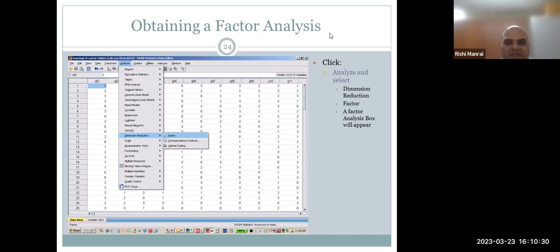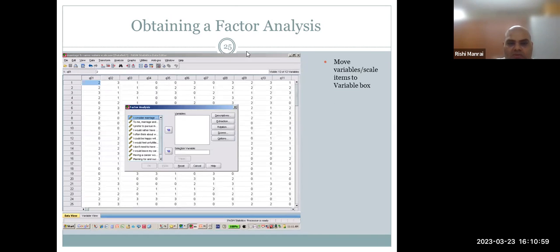This first slide is showing you, once you have saved all your data, you go to the fifth tab, Analyze, and under Analyze, you go to Dimension Reduction, because we are doing a data reduction technique. Since factor analysis is a data reduction technique, we go to Dimension Reduction, and out of this we choose the first option, Factor. So we are doing the factor analysis.